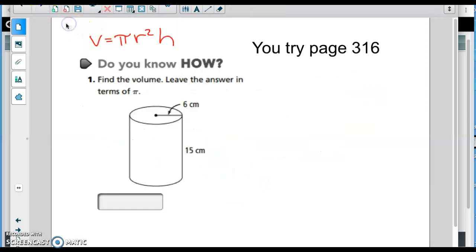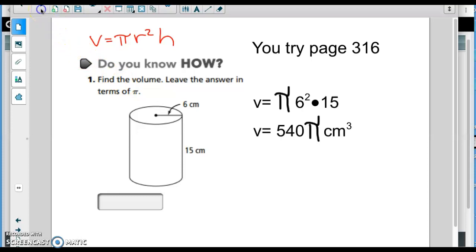Okay, so I want you to go ahead and pause here and try to get the volume of this cylinder, and it says here leave in terms of pi, so that means the pi symbol should be in your answer. Pause here, try it yourself. Okay, so we have pi r squared, r is 6, times 15. 6 squared is 36, 36 times 15, I got 540, and my answer is just 540 pi centimeters cubed.